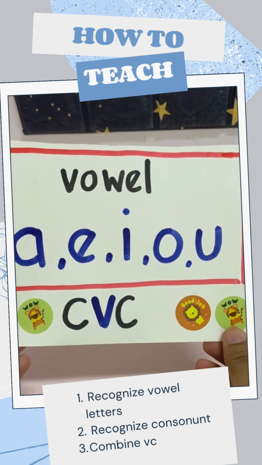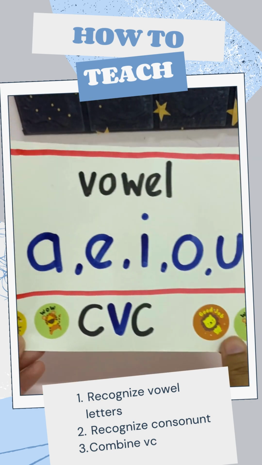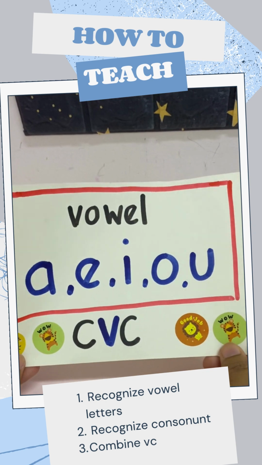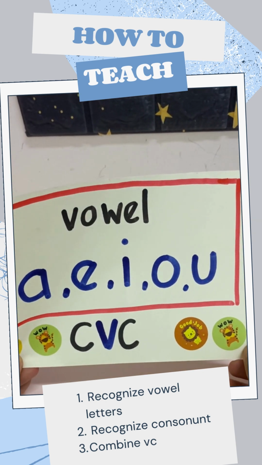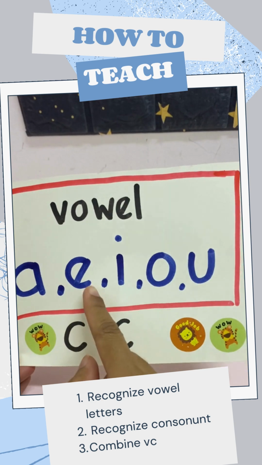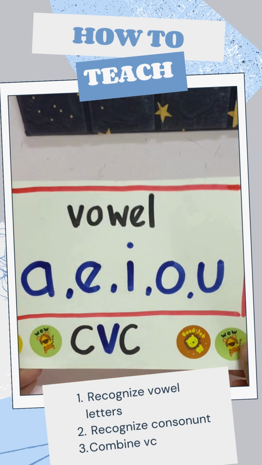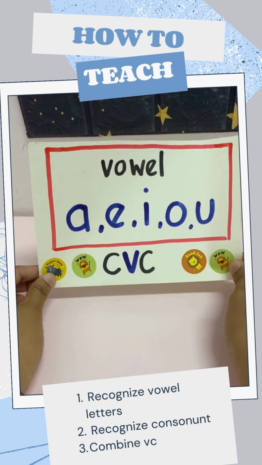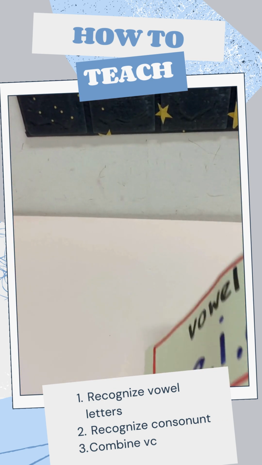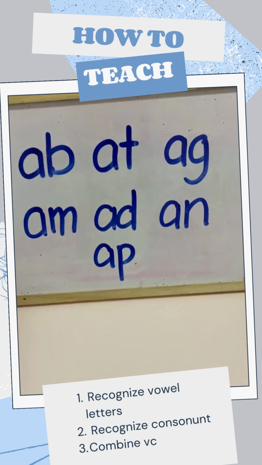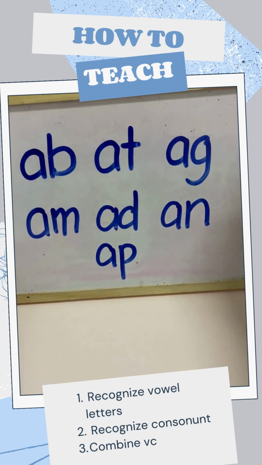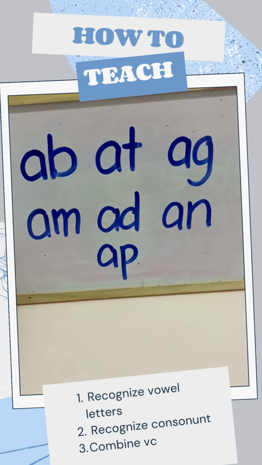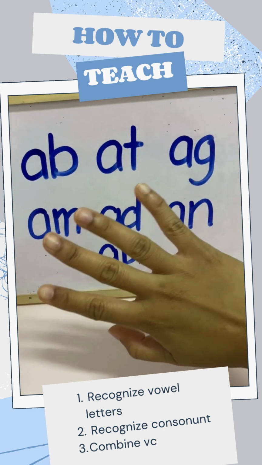To recognize the CVC family, C is for consonant, V is for vowel, and C is any letter other than A, E, I, O, U. So today we're going to choose a vowel. This is the word. We're going to match it with another word that consists of this VC. So let's go to another video.